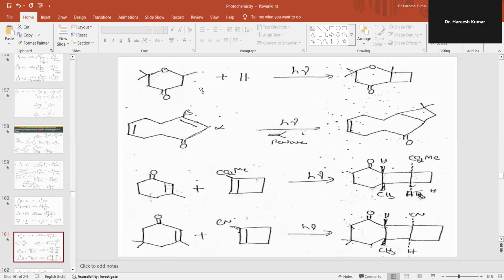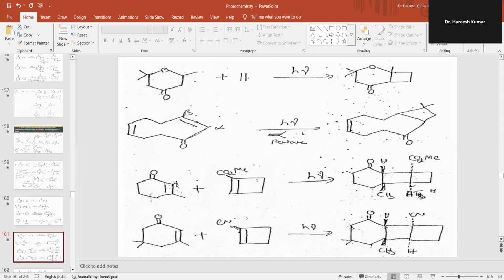Here I am taking a few more examples. There should be a double bond here. An alpha beta unsaturated olefin reacts with the olefin, forming a product like this. And here you can observe that an alpha beta unsaturated double bond reacts with the olefin, forming a bicyclic compound.